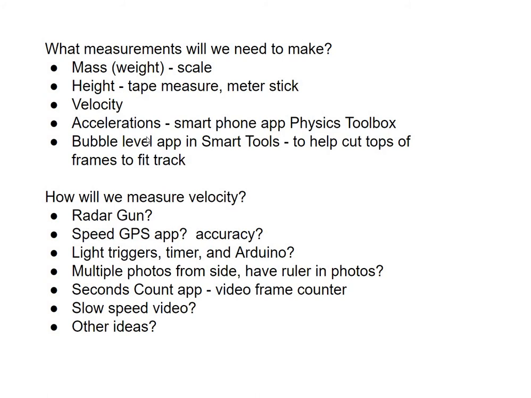We need to measure the weight of the cart and the weight of the rider, and we just need a scale for doing that. We'll work in kilograms, but you can do it in pounds if you really wanted to. But to keep the units straight, we'll measure the mass in kilograms. We need some way to measure the height of the different parts of the track, a meter stick or a measuring tape, and then we want to measure velocity. We'll talk about velocity in a second, but we can also measure accelerations.